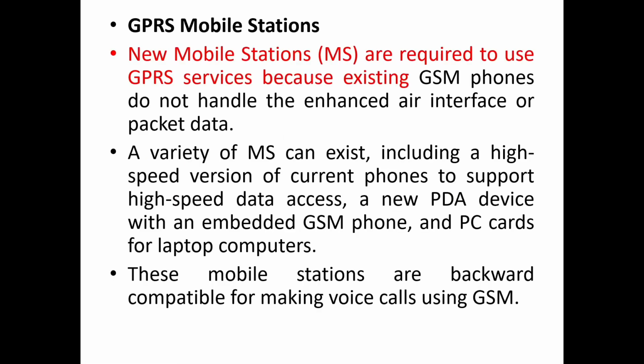In GPRS mobile stations, new mobile stations (MS) are required to use GPRS services because existing GSM phones do not handle the enhanced air interfaces or packet data. A variety of MS can exist, including a high speed version of current phones to support high speed data access, new PDA, personal digital assistant devices with an embedded GSM phone, and PC cards for laptop computers. These mobile stations are backward compatible for making voice calls using GSM.